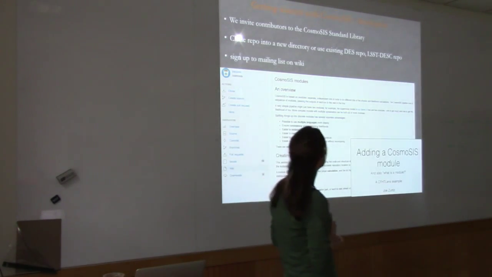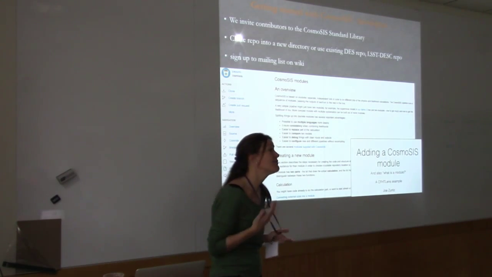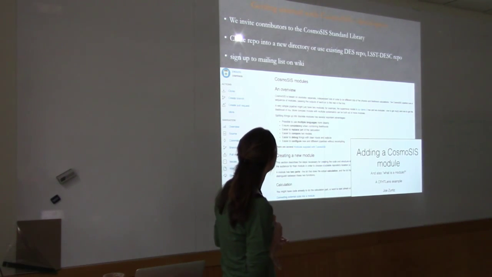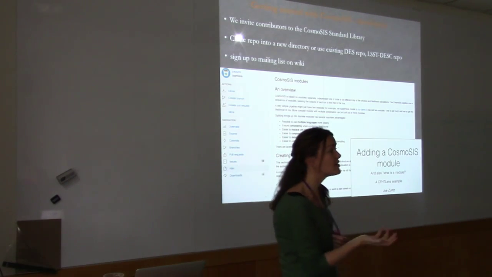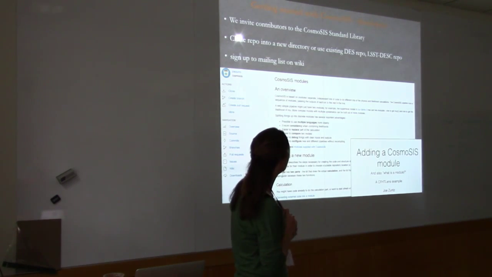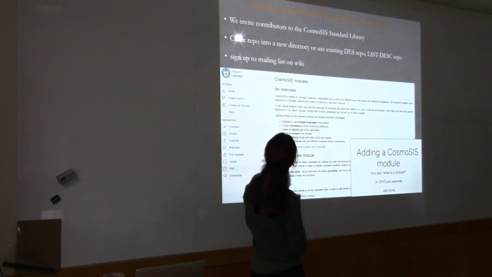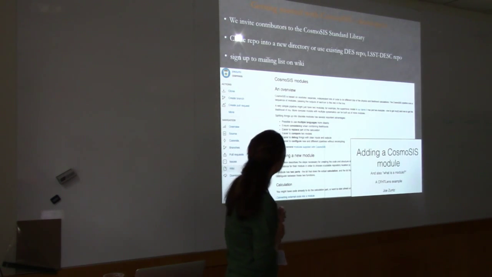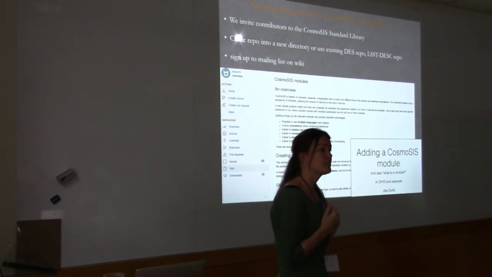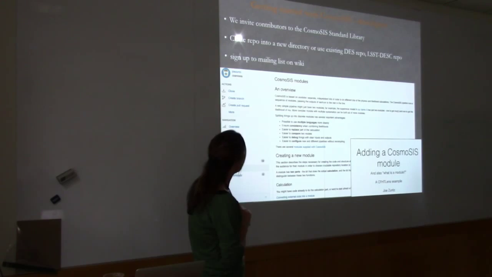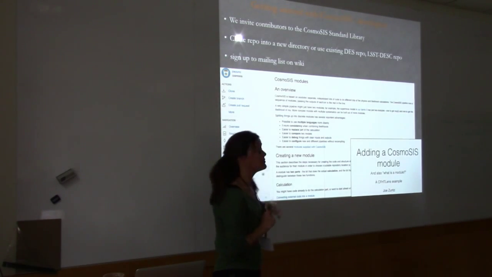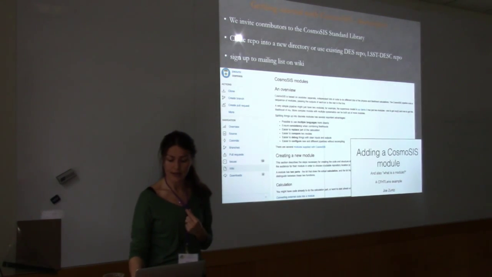If you're interested in being a developer for CosmoSIS, we really invite contributions to the standard library. So this is where if you have a small piece of code that does a physics calculation, or if you have a likelihood module which you want to include, this would be really great. So what we're advising people to do is that you clone our repo, change it, include your own different module, and then issue a pull request, and our team will evaluate it. So on this website as well, you can sign up to our mailing list if you're interested in getting involved.